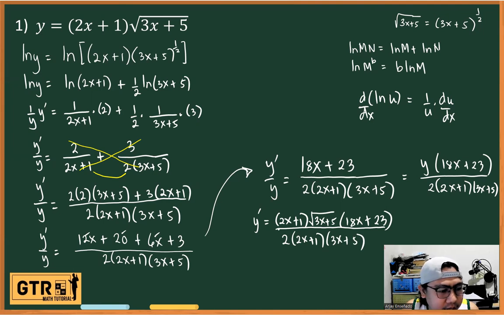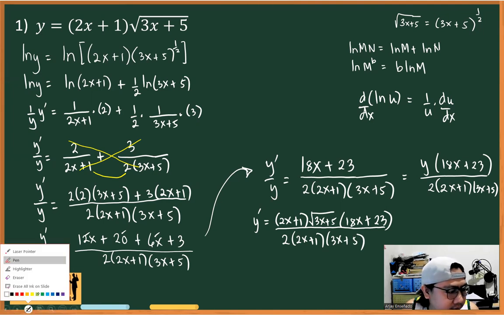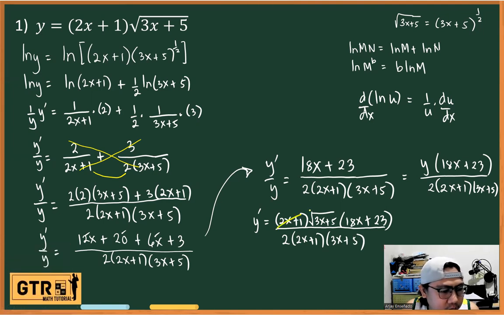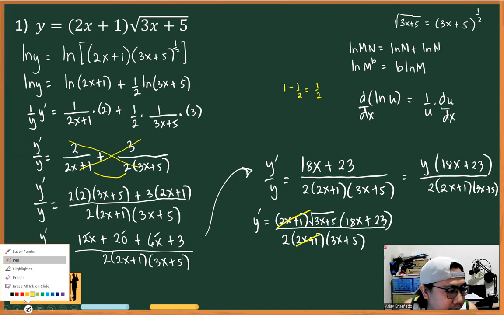Then we can cancel out the 2x plus 1, and then we have 3x plus 5 that is raised to 1/2, and then we have another 3x plus 5 in the denominator. So we just simply subtract the exponents. The exponent of this is 1, and the exponent of 3x plus 5 is 1/2. Okay, so just subtract 1 minus 1/2, that is equal to 1/2. So 1 is greater than 1/2, so therefore the answer is in the denominator.